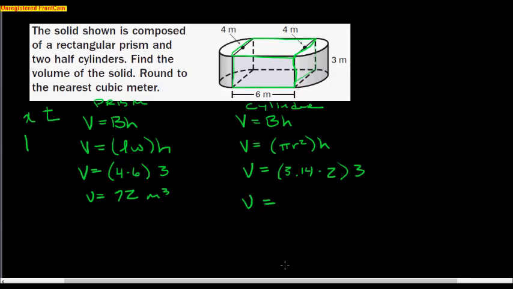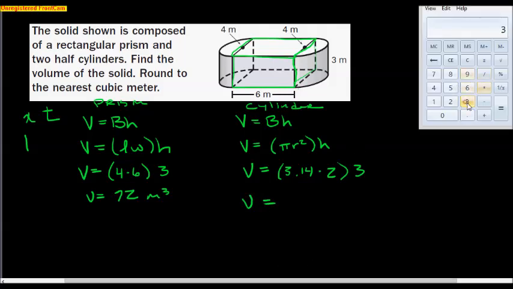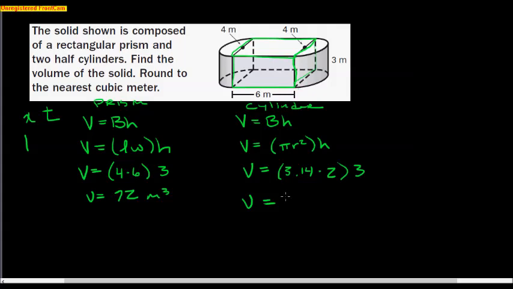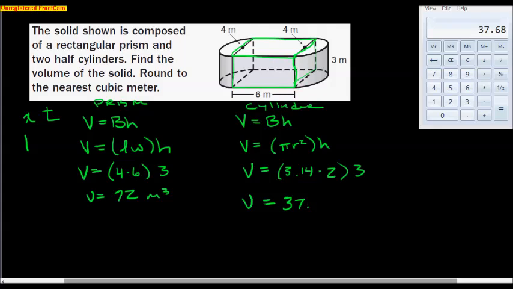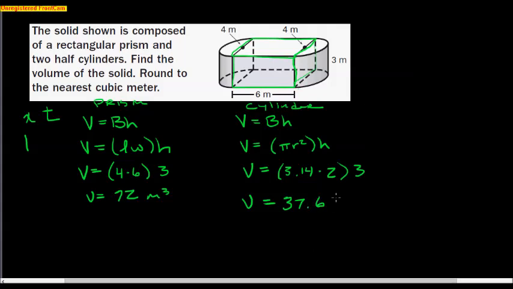So I plug all those in, and let's do a little quick math here. 3.14 times 2. I've got to square that, so I'm going to times by 2 again, and then multiply by 3, and I get 37.68. This is supposed to be squared over here. Put the little squared in there. So that is again meters cubed.